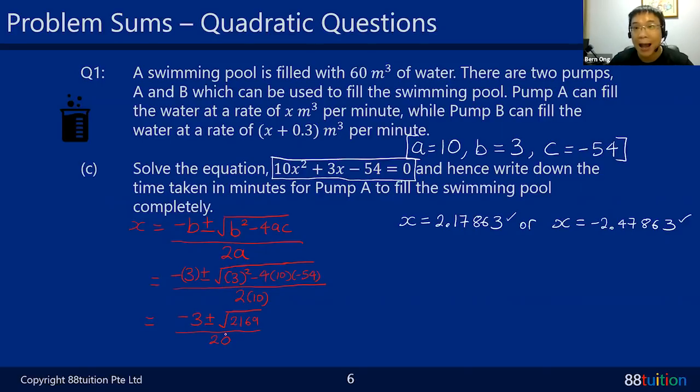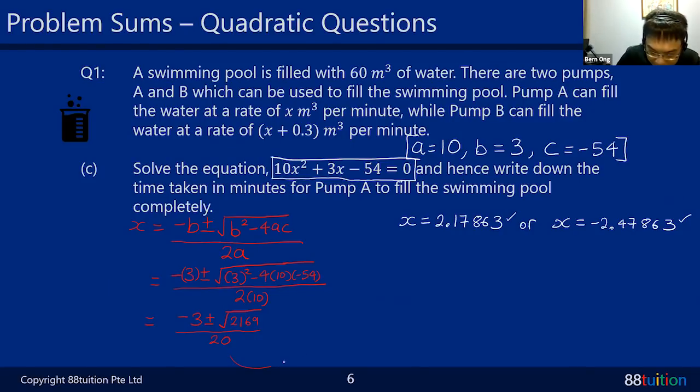Can you see that? Then what do you do? Then you know that one answer is plus, one answer is minus. So can you just press your calculator? Press -3 plus, let's do the plus first, square root 2169. Press equal. Then you divide by 20. It's the first answer, 2.1786, right?